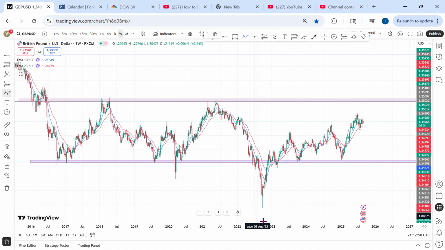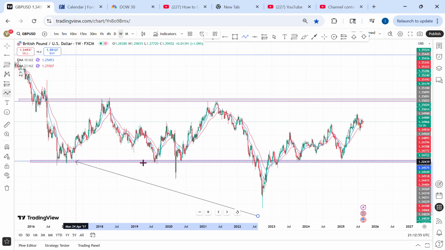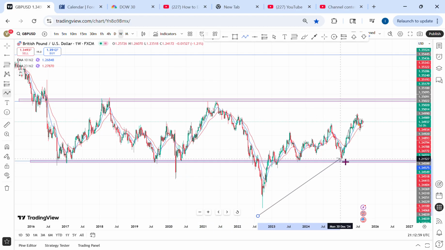This is the head. You can see the head of the market, while these are the shoulders of the market.